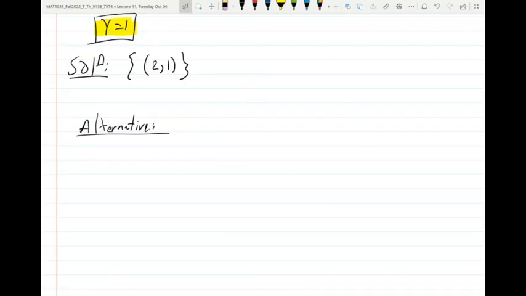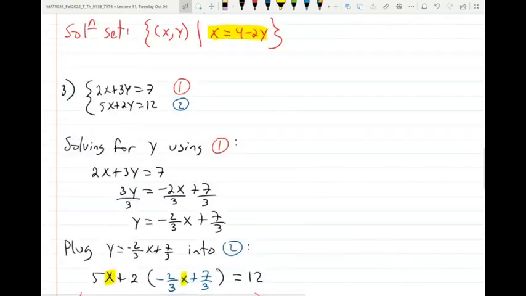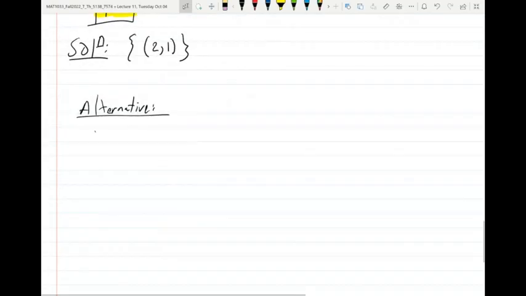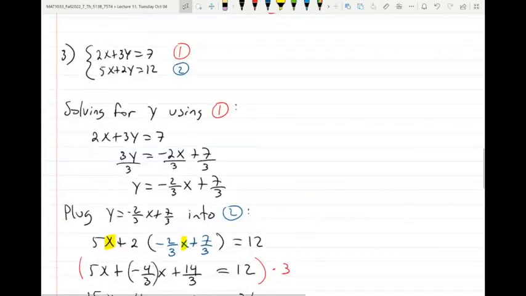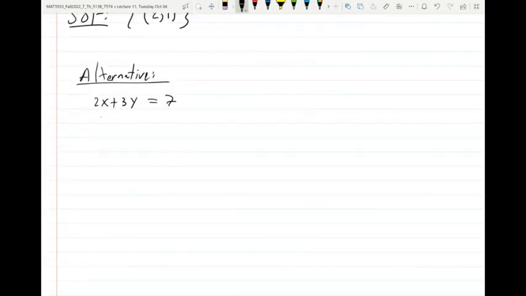Okay, so let me rewrite the system. So that's 2x plus 3y equals 7. And then 5x plus 2y equals 12. Okay, so here is the idea.